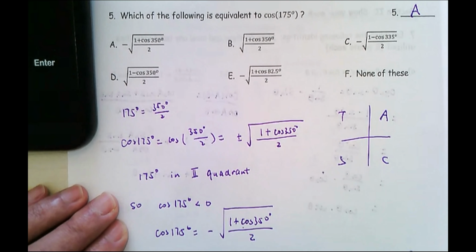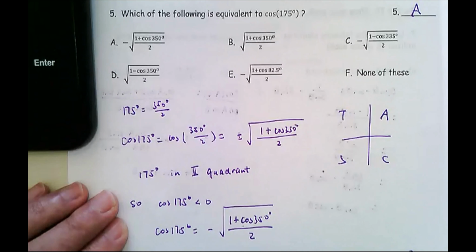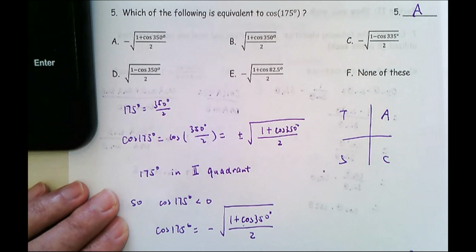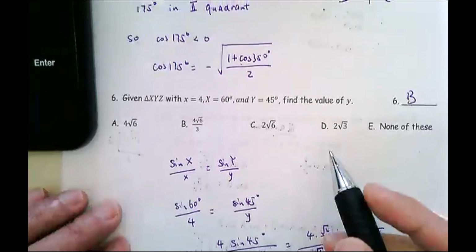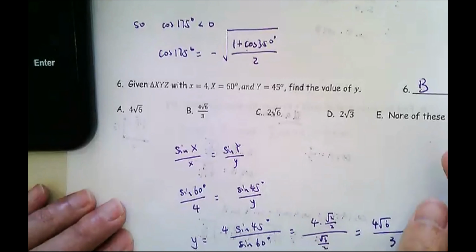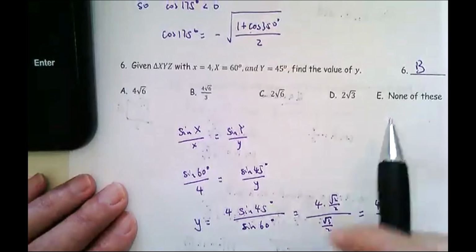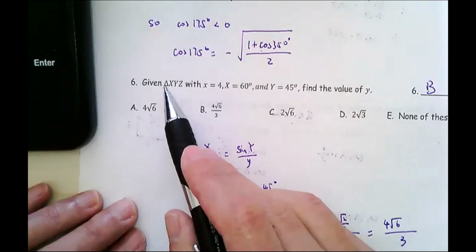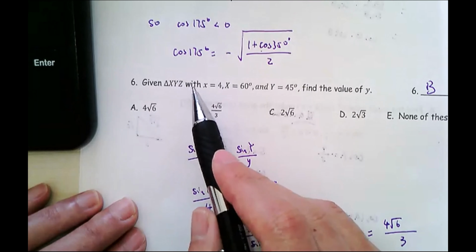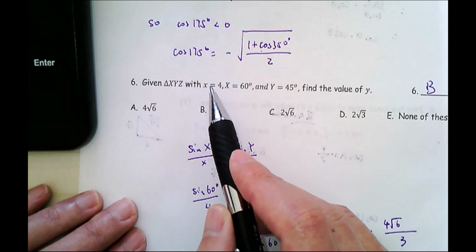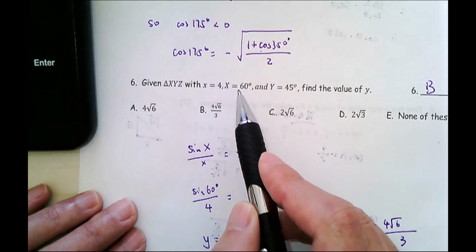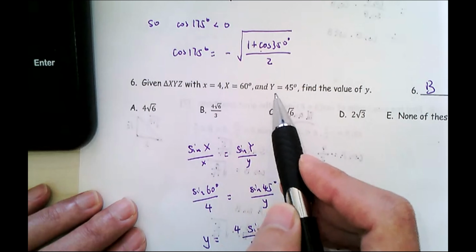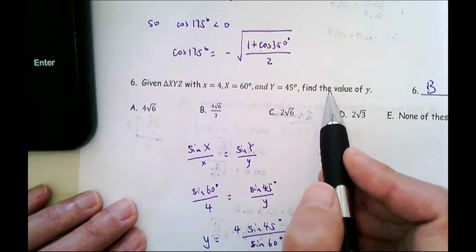Did I answer your question? Yeah, you did. Thank you. Thank you for asking. Anyone want me to do question 6? Yes, please. Cool. Given a triangle XYZ, side x is 4, angle X is 60, angle Y is 45. Find the value of y.